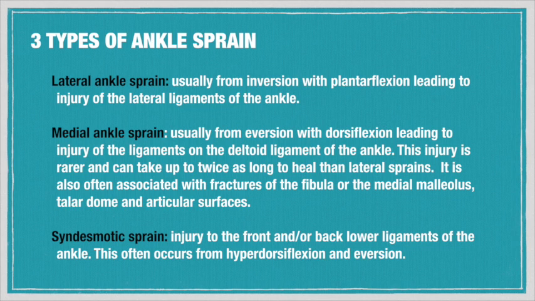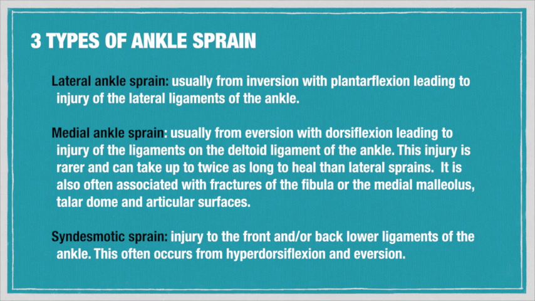The first one, lateral ankle sprain, usually results from an inversion plus plantar flexion injury, leading to the stretching or tearing of the lateral ligaments of the ankle. The second one, a medial ankle sprain, usually results from an eversion plus dorsiflexion injury of ligaments on the medial side of the ankle. Because the deltoid ligament is very strong, this injury is rarer and can take up to twice as long to heal than lateral ankle sprains. This is often associated with fractures of the fibula or the medial malleolus, talar dome, and articular surfaces.